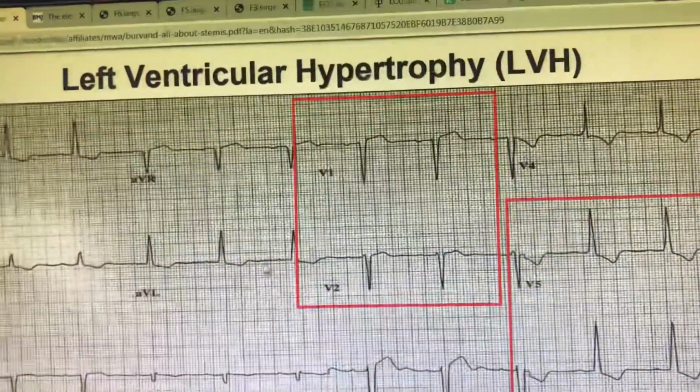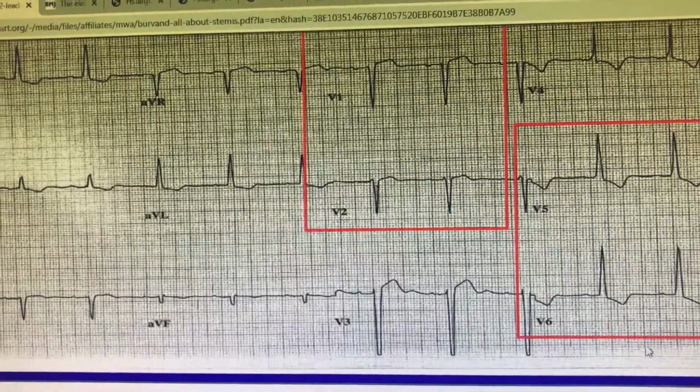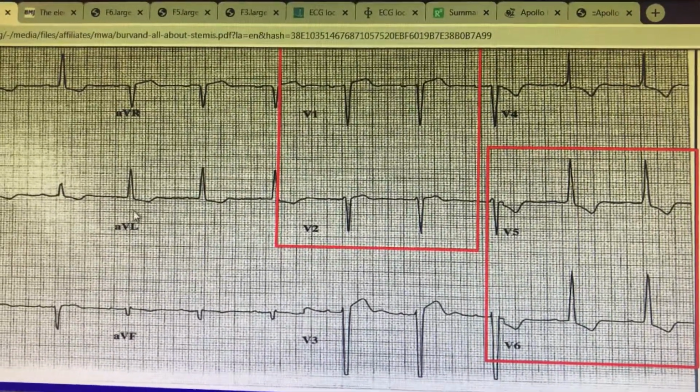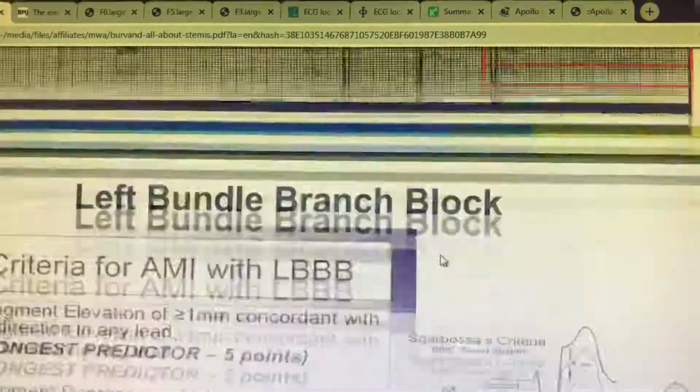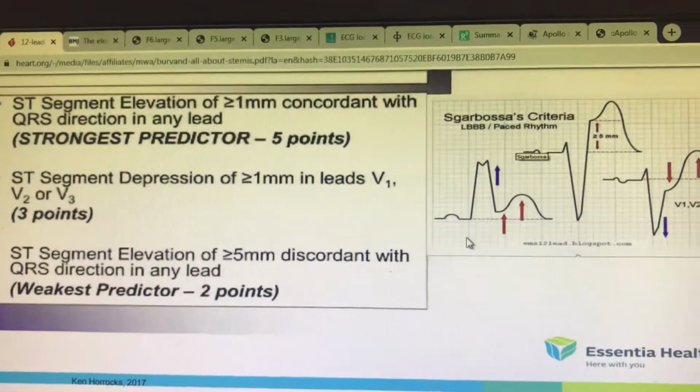LVH can give rise to a sort of ST elevation with reciprocal changes or the strain pattern in the lateral leads. You should be thinking of LVH in all those conditions. Bundle branch block, you also know, Sgarbossa criteria is one of the important criteria.